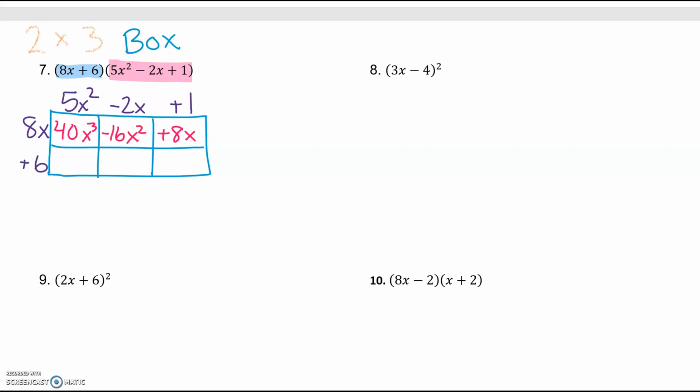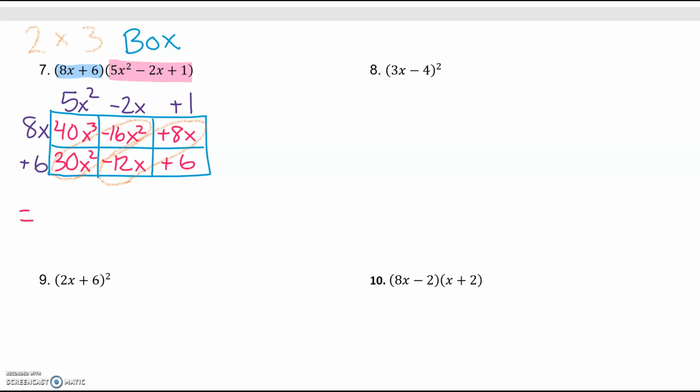Okay? The next row down, we've got a positive 6 times a 5x squared. So this is going to be the 30x squared. 6 times negative 2x is negative 12x. And 6 times 1 is the positive 6. Now remember what I said on the last one. My like terms should be diagonal to each other. Here, we actually have 2 sets of like terms.